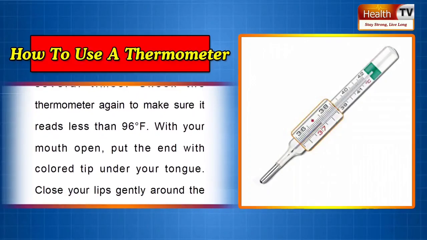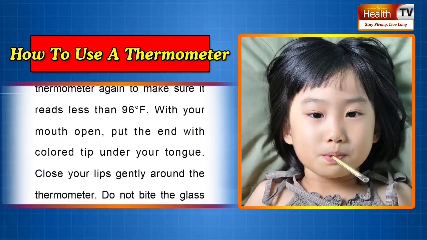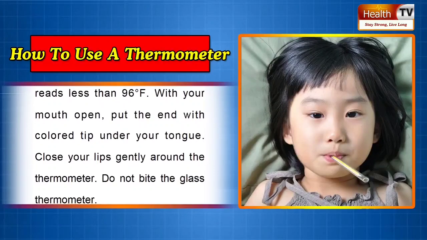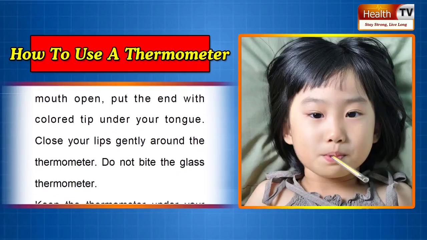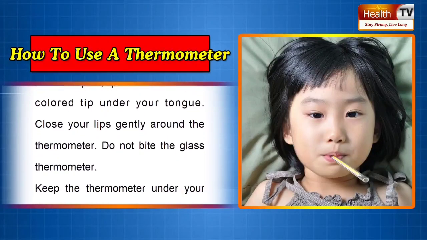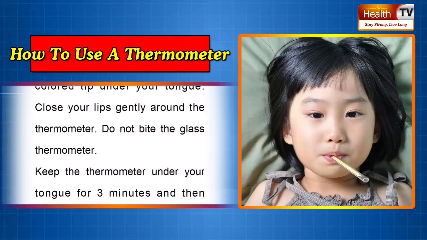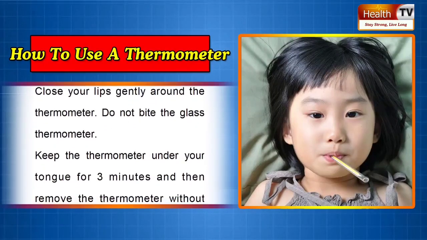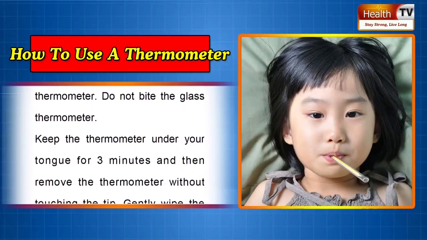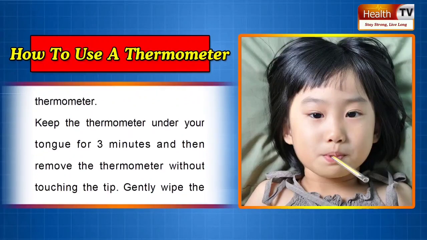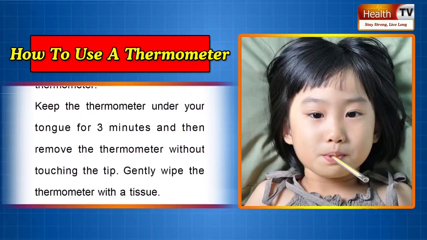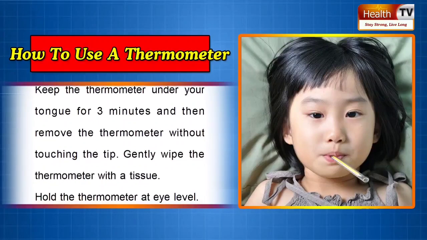With your mouth open, put the end with the colored tip under your tongue. Close your lips gently around the thermometer. Do not bite the glass thermometer. Keep the thermometer under your tongue for 3 minutes and then remove the thermometer without touching the tip. Gently wipe the thermometer with a tissue.